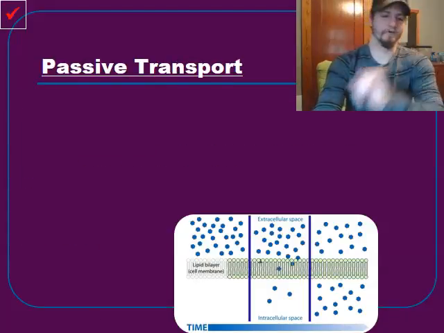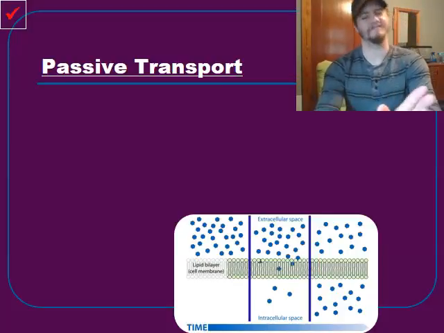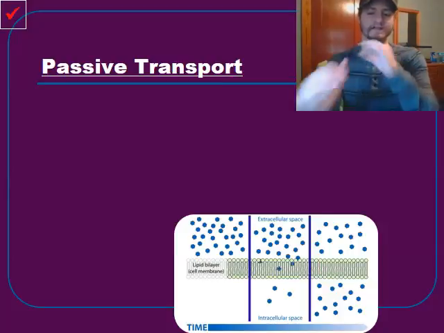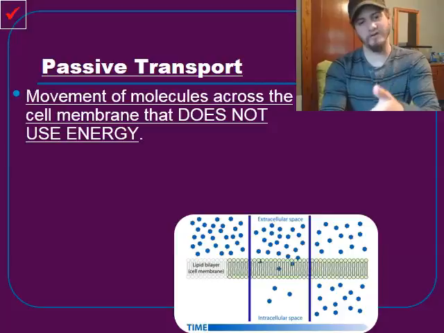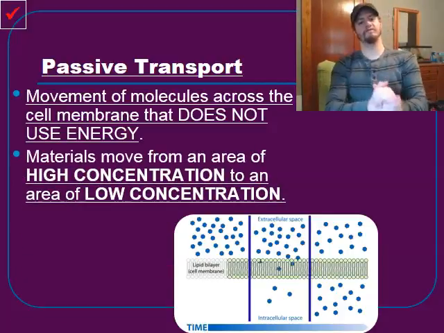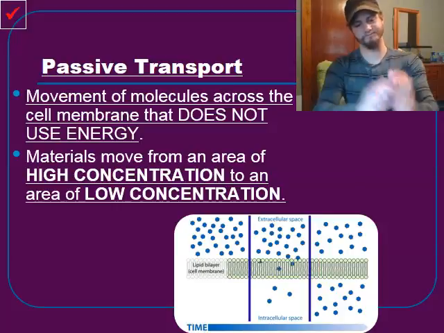So the first thing that we're going to be talking about when it comes to transport is passive transport. So passive is very relaxed, very chill, and it's not going to require any energy. It's the movement of molecules across the cell membrane that does not use energy up. And materials will be flowing from an area of high concentration to an area of low concentration.